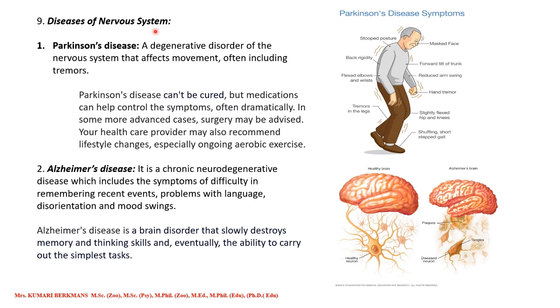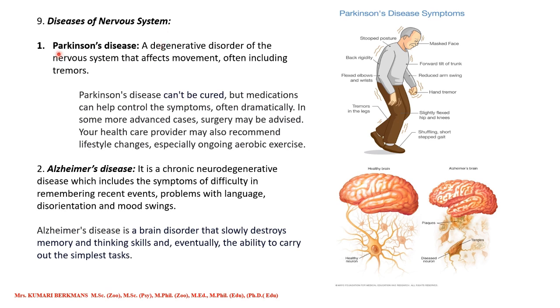So let us take care of the nervous system by taking proper vitamins and adequate protein, and adequate lipid. Carbohydrate, protein, lipid. These three foods are very important along with the vitamins and minerals. So take care of the nervous system. This system is very, very important.